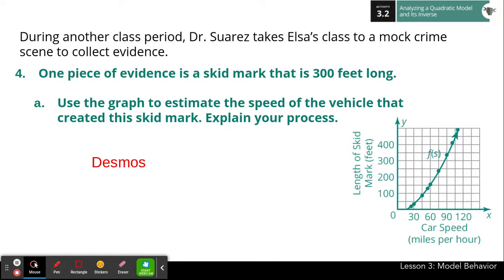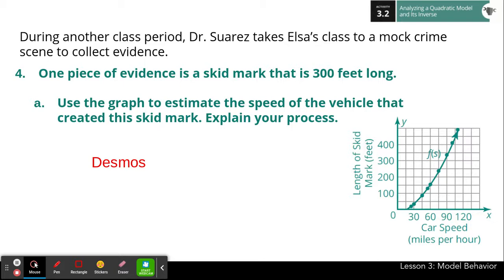Question 4 says, during another class period, Dr. Suarez takes Elsa's class to a mock crime scene to collect evidence. One piece of evidence is a skid mark that is 300 feet long. Part A: use the graph to estimate the speed of the vehicle that created this skid mark, and then explain your process. Go ahead and pause. You could do it algebraically or with the graph. How fast do you think the vehicle was going if the skid mark was 300 feet?